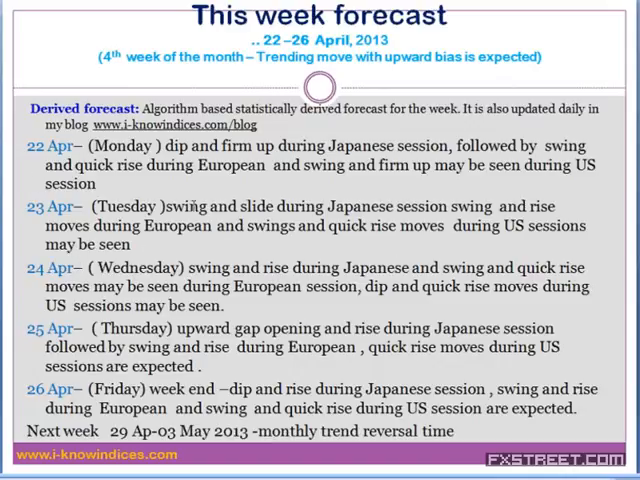Then tomorrow, the swing and slide during that of the Japanese session, and the swing and rise move during that of the European session, and swing and quick rise during US session. Then buy during late Japanese session and book profit during late US session. And Wednesday they are expected to make swing and rise move during Japanese session, and swing and quick rise move during that of the European session. Then book profit during European session. US session start, they will make a dip and then a rise. So during the dip, buy again and book profit.